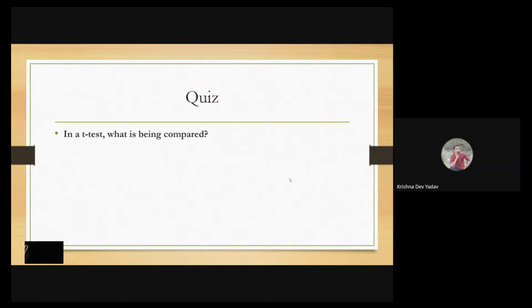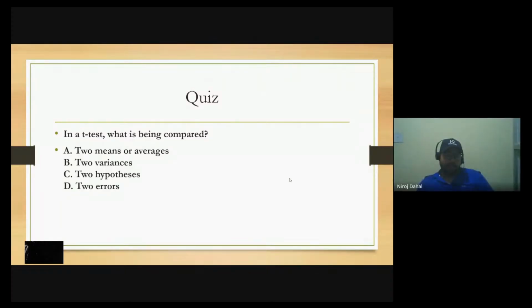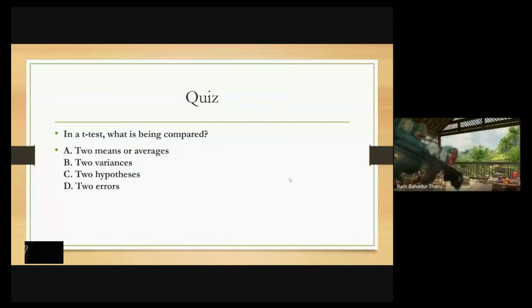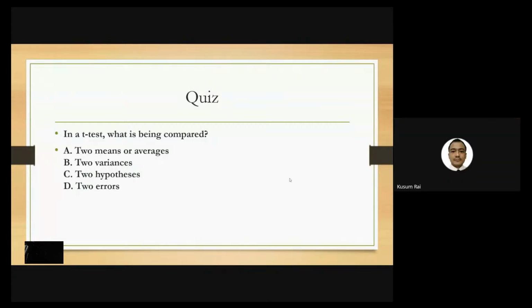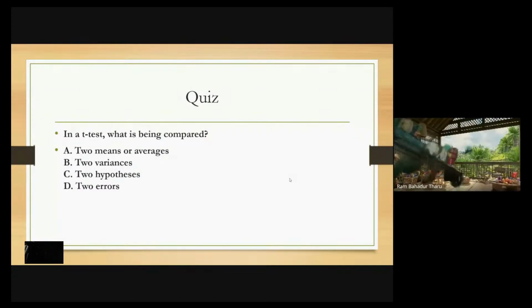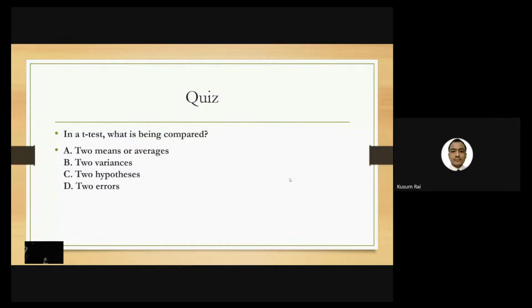In a t-test, what is being compared? Option A, two means or averages. B, two variables. C, two hypotheses. And D, two errors. Okay, anyone, please? Please reply in chat. Two hypotheses. Yes, two hypotheses. Okay, let me check the answers. Answer A. The correct answer is option 1.